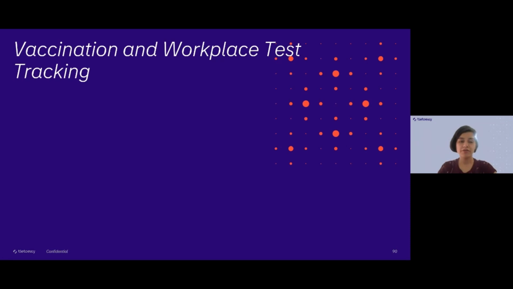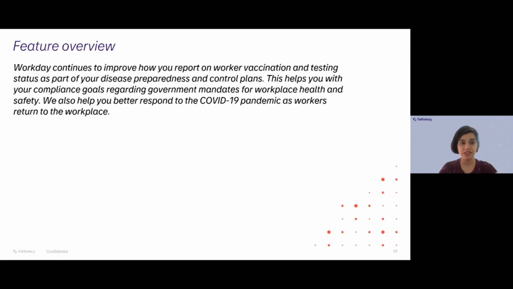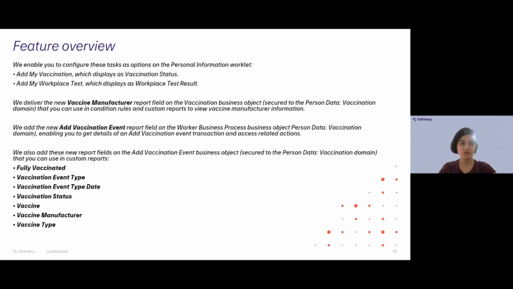Now, Workday enables us to track the workplace testing and vaccination statuses of your employees. In order to do this, you can now configure these two tasks on the personal information worklet: Add My Vaccination, which is displayed as Vaccination Status, and Add My Workplace Test, which displays as Workplace Test Result.